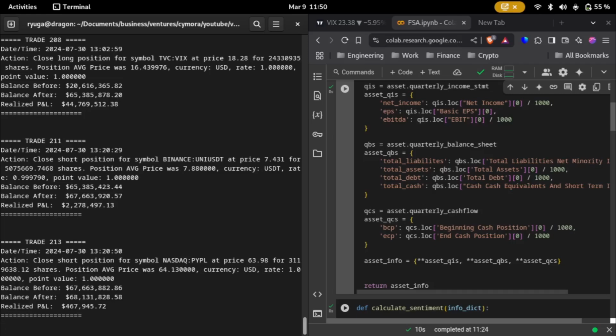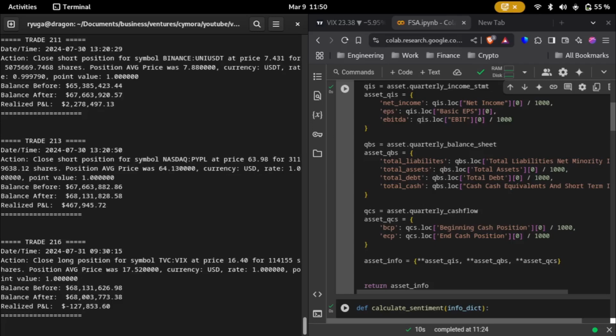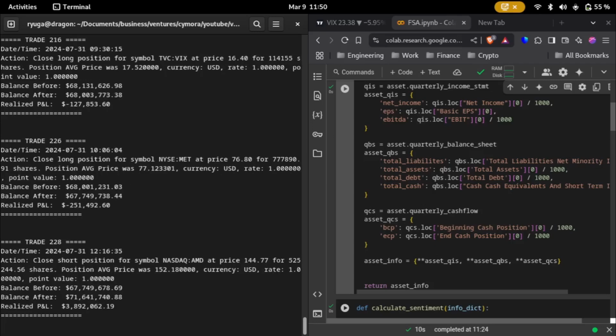And now you can see me closing a short position against PayPal. I don't know why I was short their stock, but I made money on that trade, as you can see here. Volatility, I lost some money here.